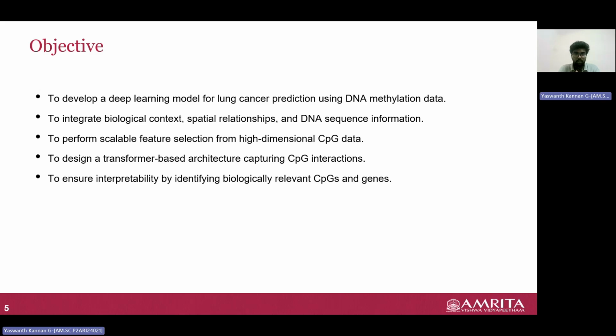In addition, the model aims to capture the spatial and functional relationships between the CpG sites using a transformer-based architecture, allowing it to learn both local and contextual interactions between the CpG sites. Finally, an important objective is to ensure interpretability so that the model can identify the significant CpG sites and the biologically relevant genes that are associated with lung cancer. This makes the system not only predictive but also clinically meaningful.